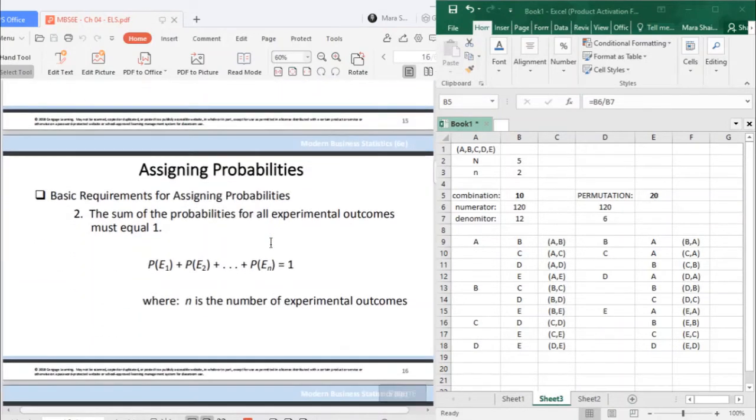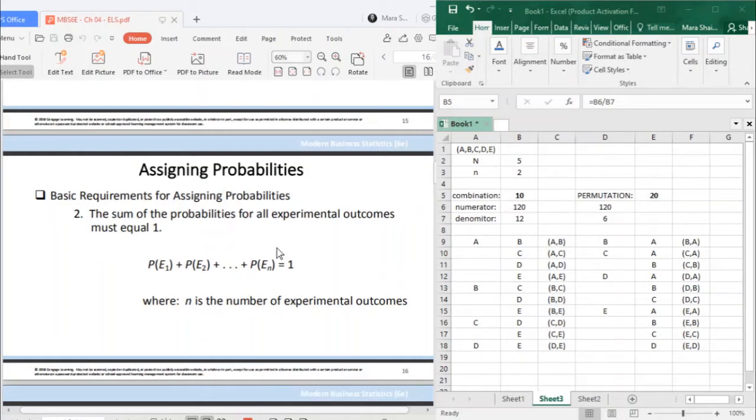Next requirement is that the sum of all experimental outcomes' probabilities must always equal 1. So, ang total nimo sa tanang mga experimental outcomes is 1 gyud siya.